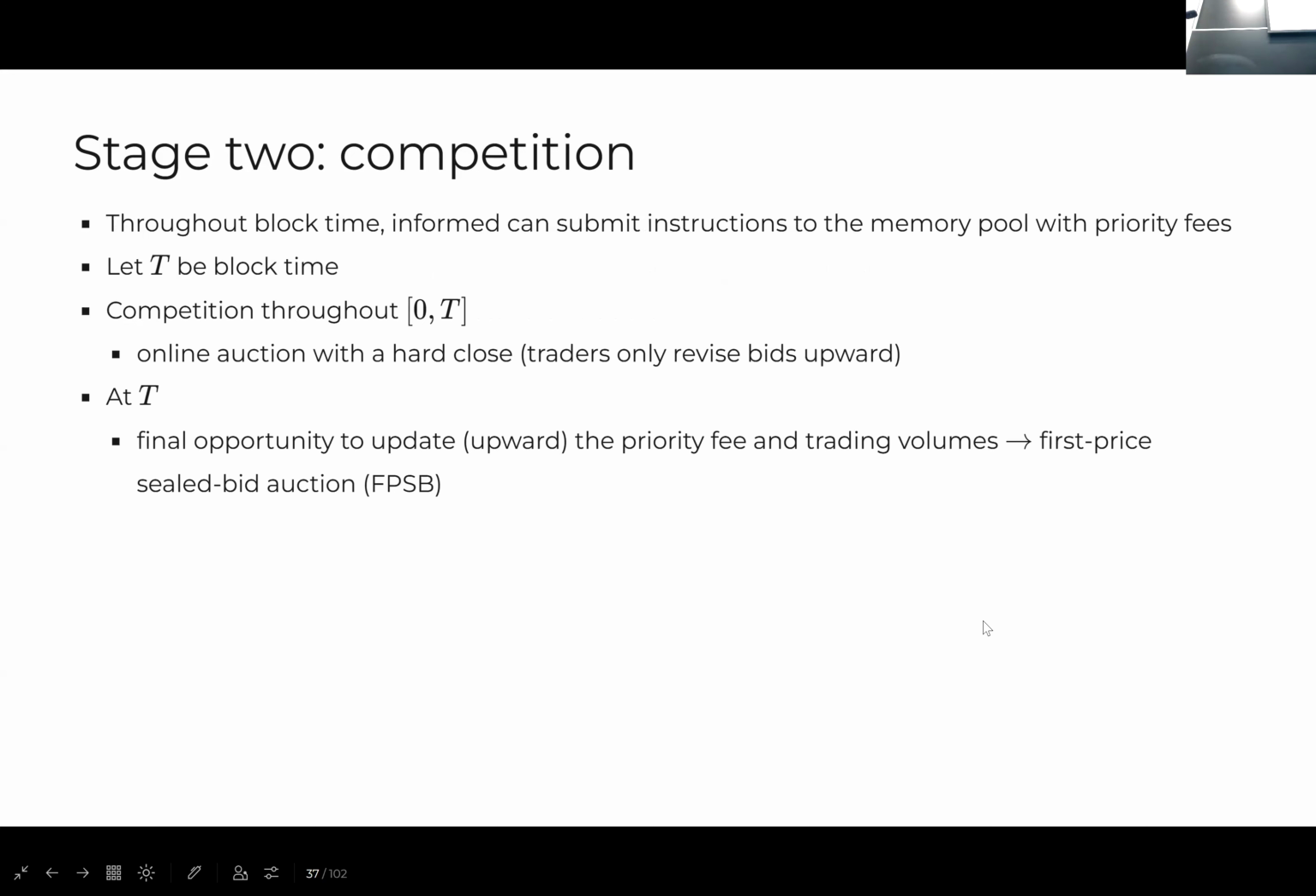And at capital T, they have one final opportunity to change their priority fees. And that's going to be a first price sealed bid auction. First price because the highest priority fee, the highest bid, wins the auction. And if you don't win the auction, you just pay a zero priority fee. Yes? Why not? That's a good question.